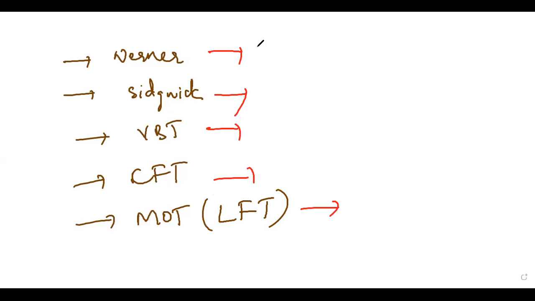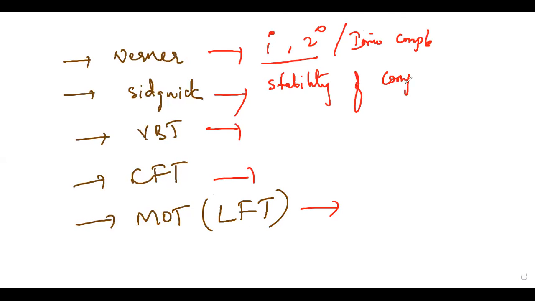So Werner's theory told about the primary valency and the secondary valency, and he explained the ionic nature of complexes well. Sidgwick explained the stability of complexes, but sometimes he failed for certain complexes, which I already told you in that video. You can easily see that in the EAN rule, that is the Sidgwick interpretation of the electron rule. And VBT explained the geometry with hybridization.